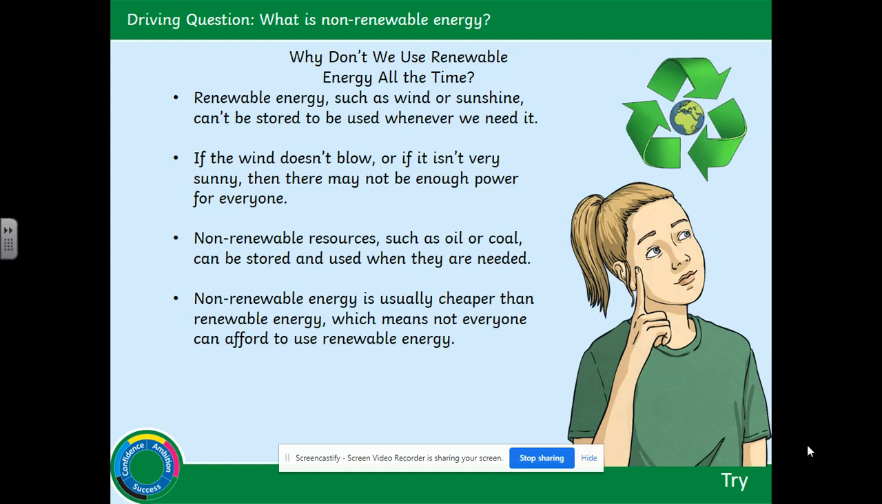So the two top ones are going against renewable energy. So the two top ones are saying that it's not good for us to use renewable energy, and the last 2 points are for non-renewable energy because they sing praises to using non-renewable energy.